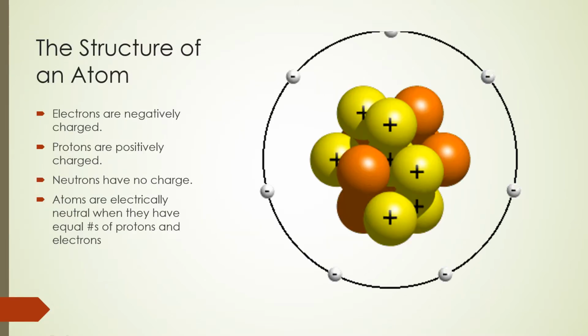Let's start with the structure of the atom. Atoms are made up of protons, neutrons, and electrons. When there is an equal number of electrons and protons, the atom is electrically neutral. Electrons are negatively charged, protons are positively charged, and neutrons have no charge, so they are neutral.